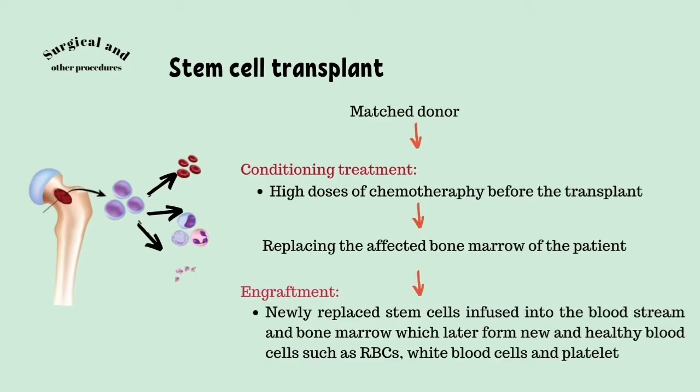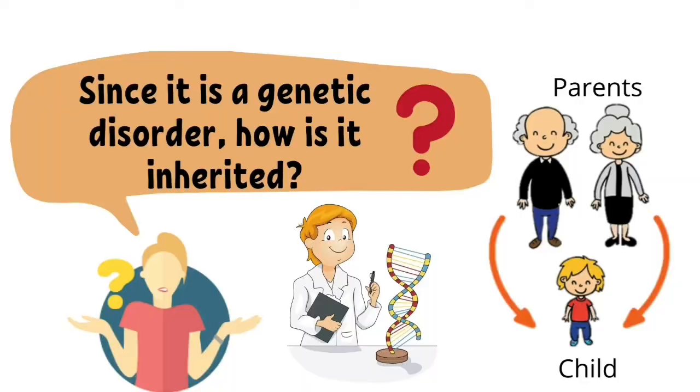The procedure includes finding a matched donor, such as siblings. Then, the patient will go through conditioning treatment, in which high doses of chemotherapy are given before the transplant. Next, the affected bone marrow is replaced and the patient will then go through the engraftment phase. During this phase, the newly replaced stem cells will infuse into the bloodstream and bone marrow, which later form new and healthy blood cells such as red blood cells, white blood cells, and platelets.